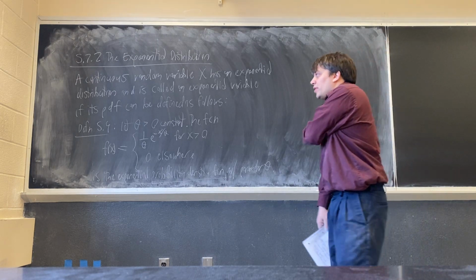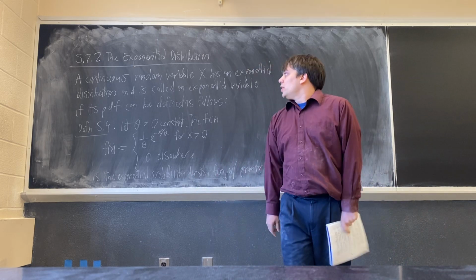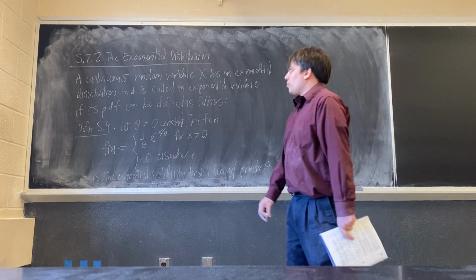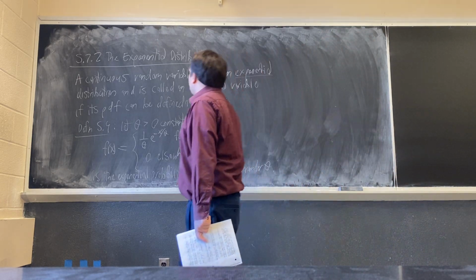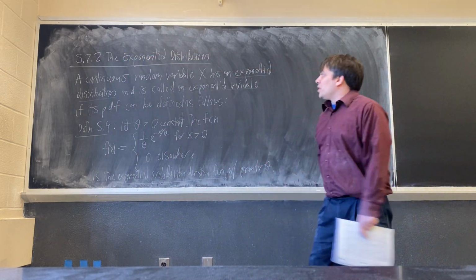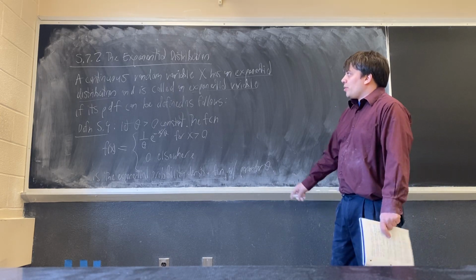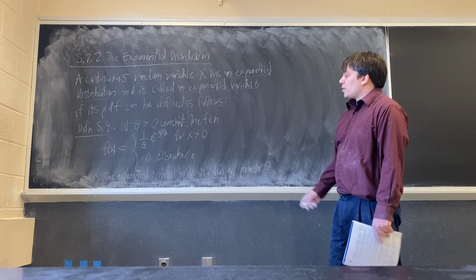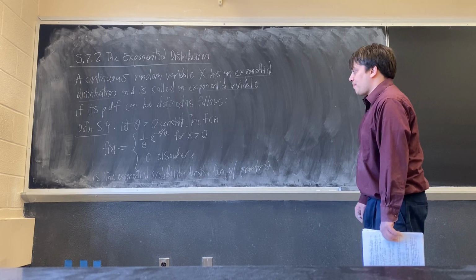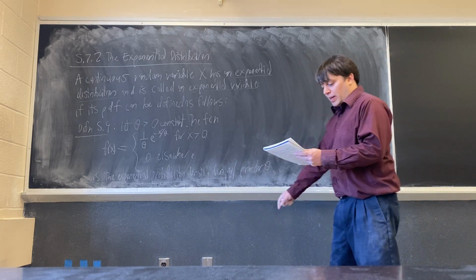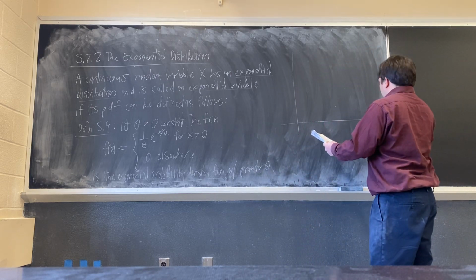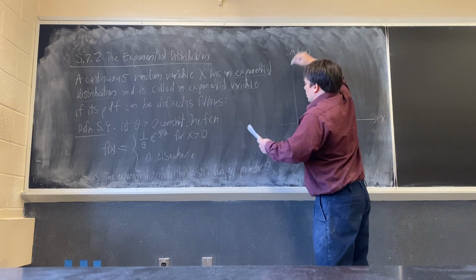Okay, so if the probability density function for a continuous random variable is of this form, then you have an exponential distribution. You have an exponential variable. Okay? Your continuous random variable has an exponential distribution. It's an exponential variable if your probability function looks like this, is of this form. And that's its name. Okay. And then if you draw the graph, you would get something that looks something like this.